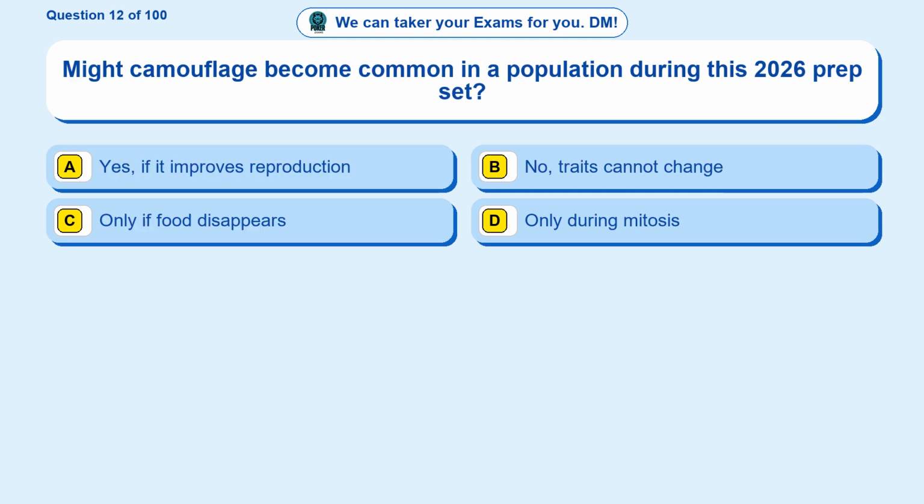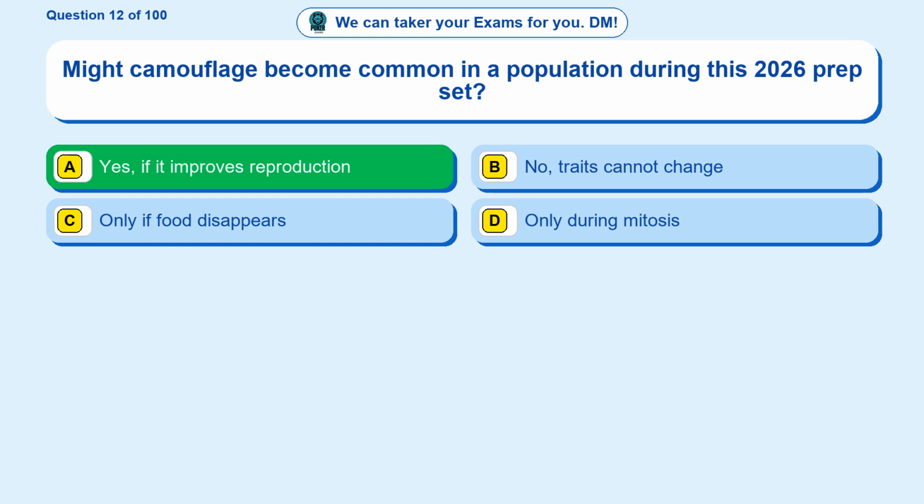Question 12. Might camouflage become common in a population during this 2026 prep set? Option A. Yes, if it improves reproduction. Option B. No, traits cannot change. Option C. Only if food disappears. Option D. Only during mitosis.